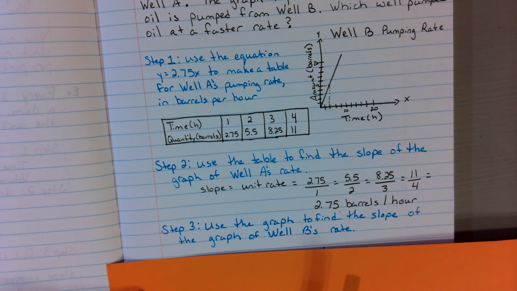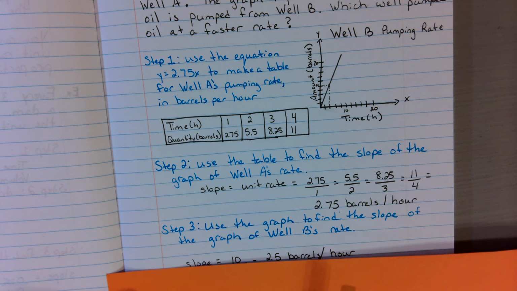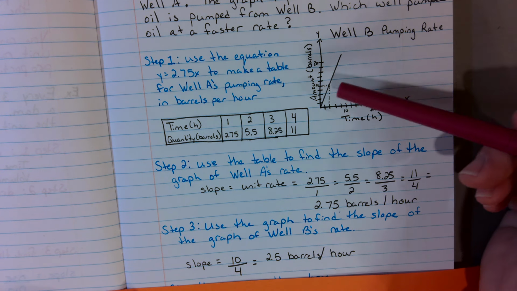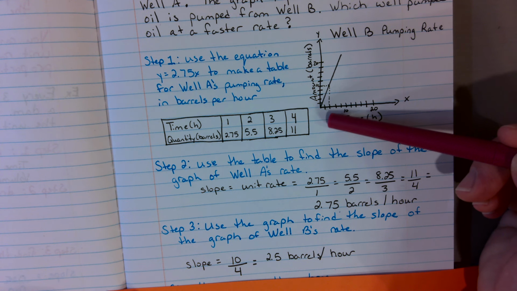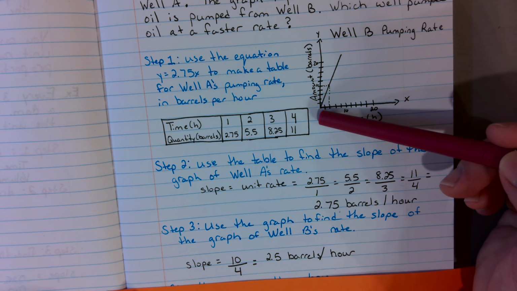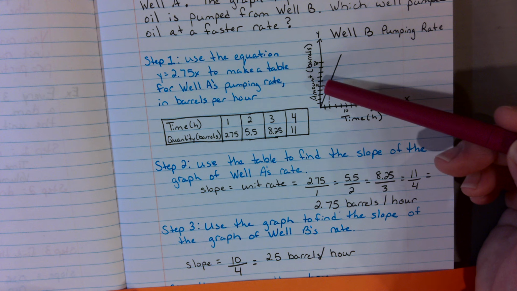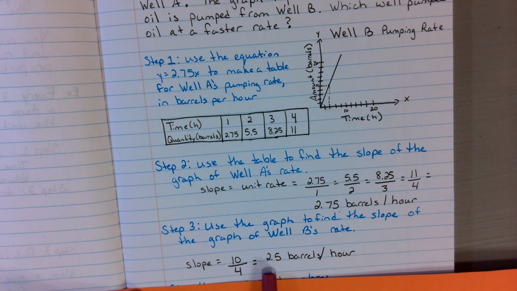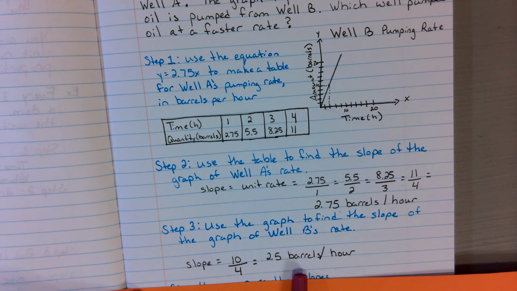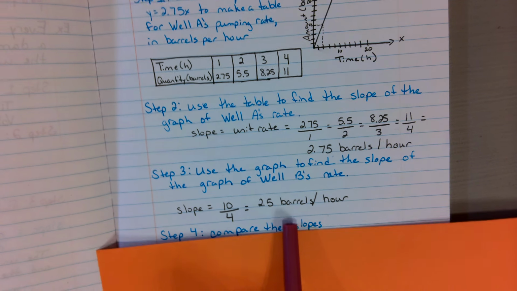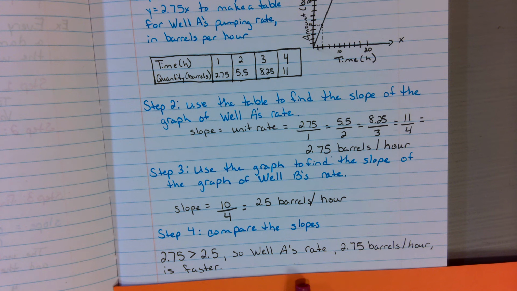Step three, use the graph to find the slope of the graph of well B's rate. And what I did here, you can see, we're going up by twos, so when I go up 2, 4, 6, 8, 10, and I run to 4. So 10 over 4 is 2.5 barrels per hour. Then, step 4, I need to compare the slopes. 2.75 is greater than 2.5, so well A's rate, 2.75 barrels per hour, is faster.